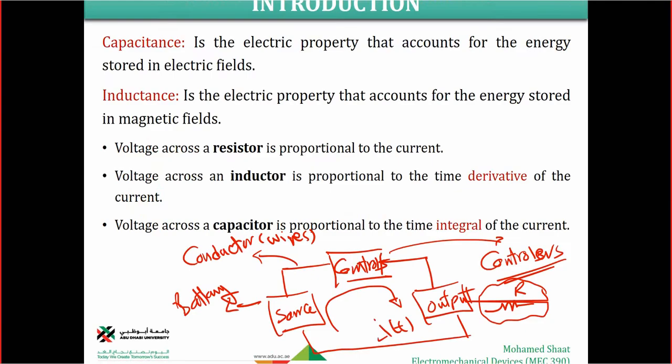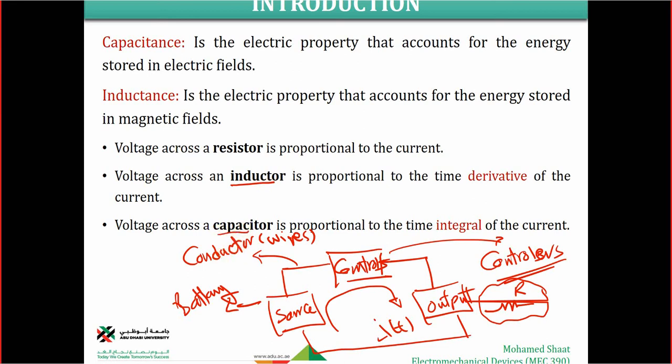So what I'd like to demonstrate here is that this is the general form of an electrical circuit. It will have a source, some controllers, and there should be output. This controller would be a resistor, as we discussed in chapter 2. This controller would be a capacitor or inductor, and this is what we are going to discuss through this chapter: the inductor and the capacitor.